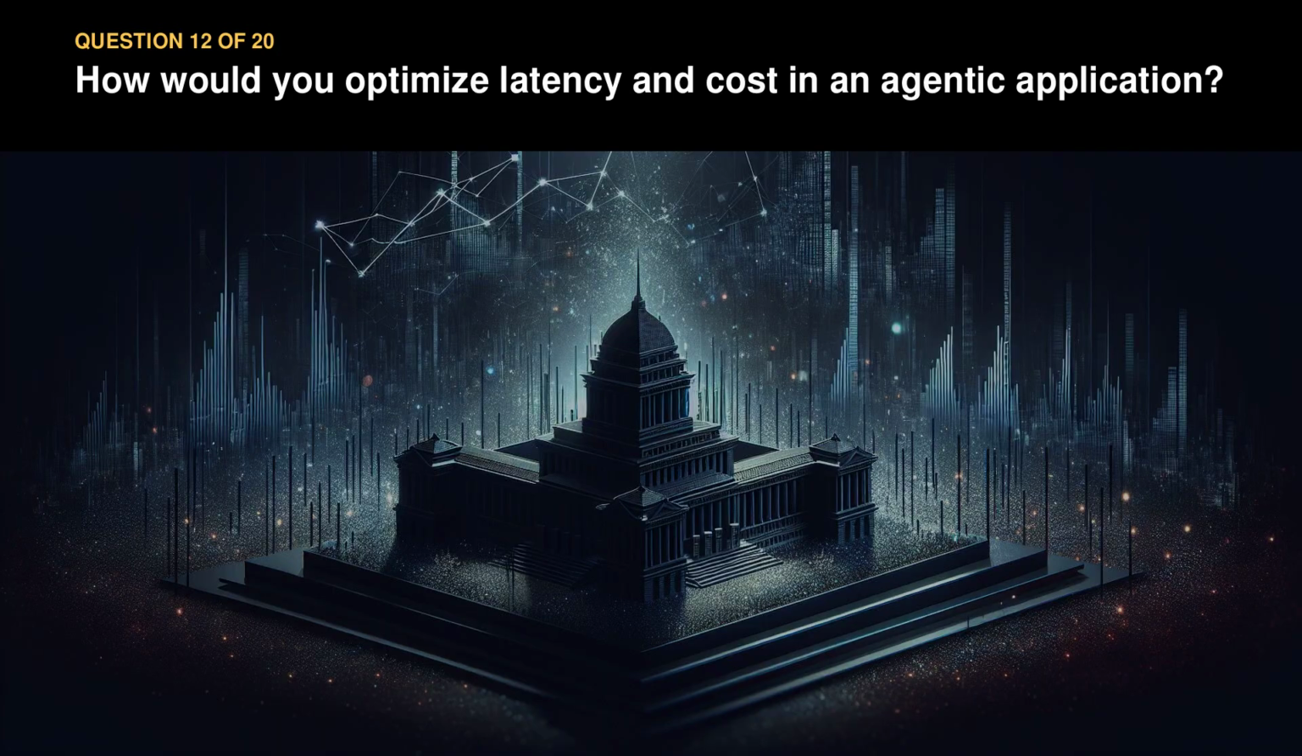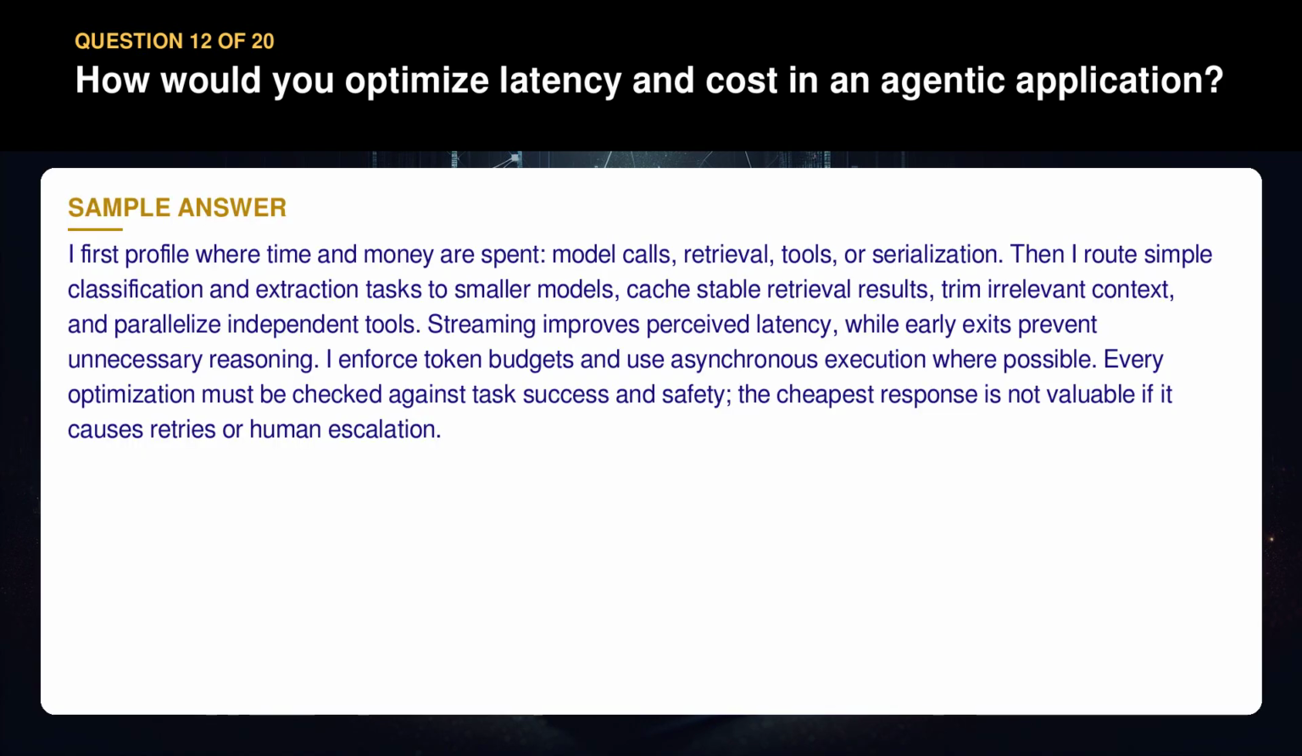Question 12. How would you optimize latency and cost in an agentic application? I first profile where time and money are spent: model calls, retrieval, tools, or serialization. Then I route simple classification and extraction tasks to smaller models, cache stable retrieval results, trim irrelevant context, and parallelize independent tools. Streaming improves perceived latency, while early exits prevent unnecessary reasoning.